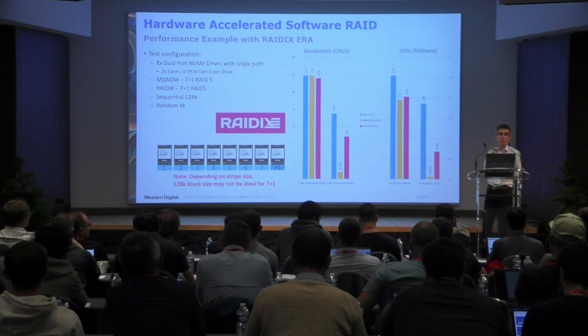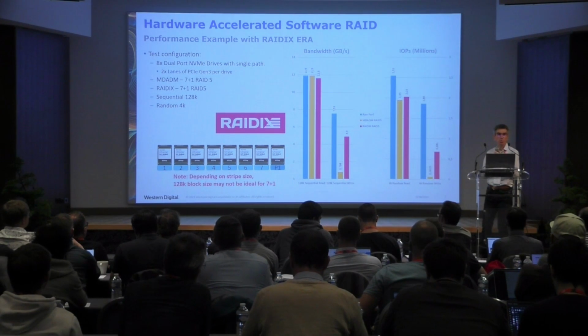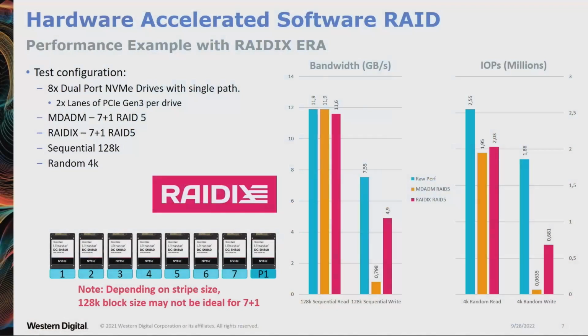These are the details of the configuration we have tested. We took 8 NVMe drives. In that example, we only use 2 PCIe lanes, and they were Gen 3. So we compared the raw performance with MDM, with the 8 drives in RAID 5, and then with Radix. And we did 2 benchmarks. One was a sequential write with 128K, and then the random read and write with 4K byte blocks.